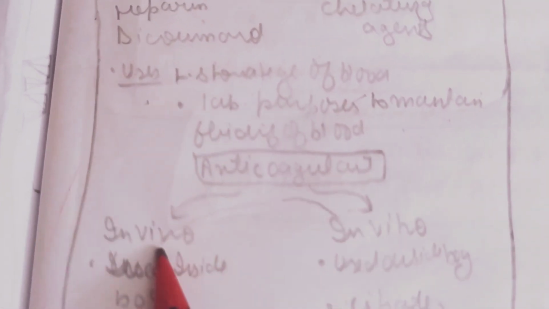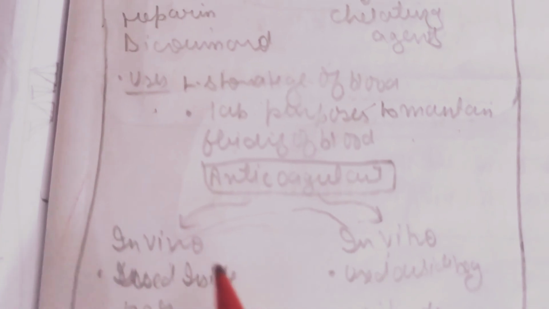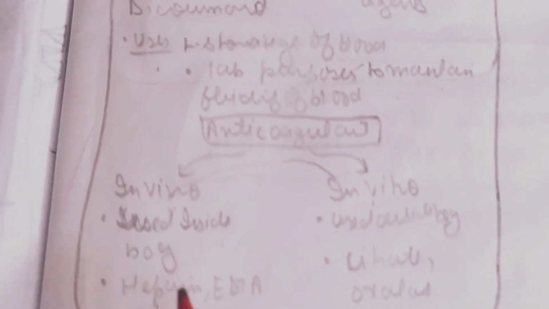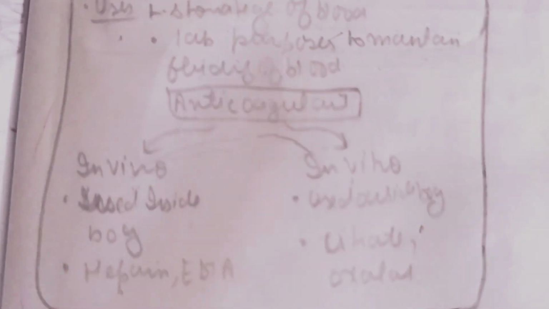Anticoagulants, there are two types, in vivo and in vitro. In vivo is inside the body, heparin and dicumarol. In vitro is used outside, right? That is citrate and oxalate.